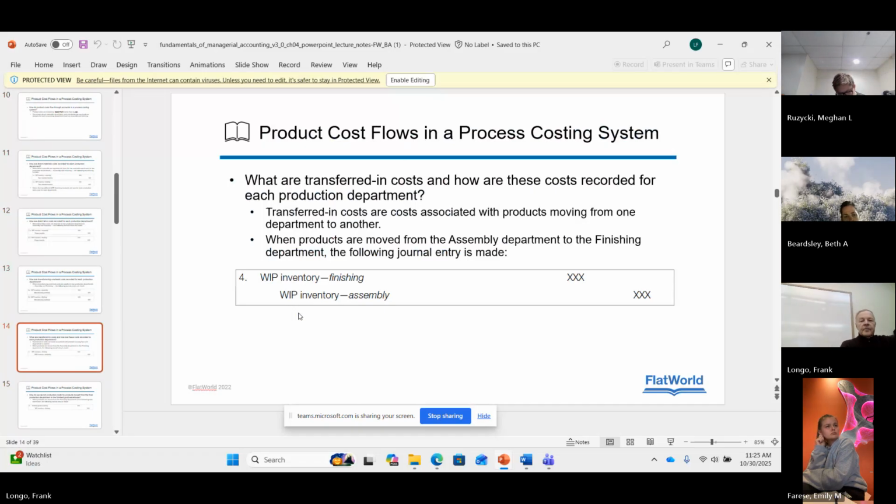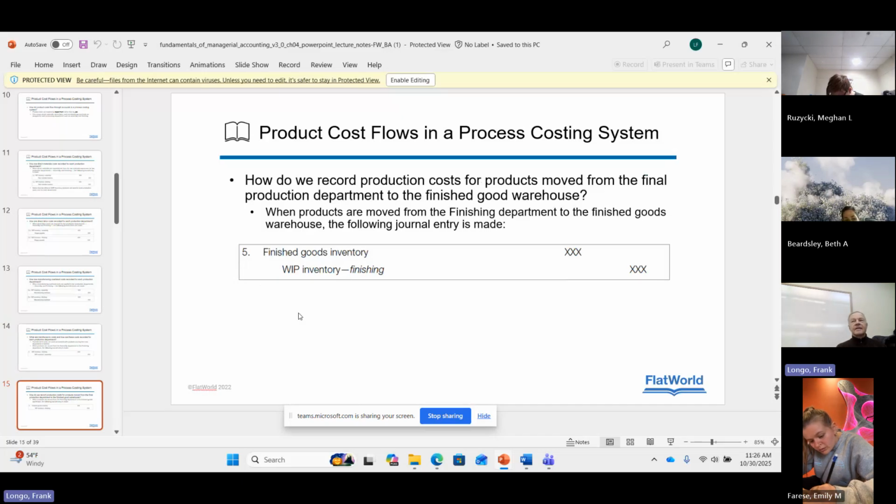Number 4, debit work in process inventory finishing and credit work in process inventory assembly. What that does is, when the assembly department is finished assembling, it ships the goods to the finishing department. So we'll debit or increase work in process inventory for finishing and credit work in process inventory assembly. We're taking it out of the assembly and putting it into finishing. So the accounting records should reflect what the process is.